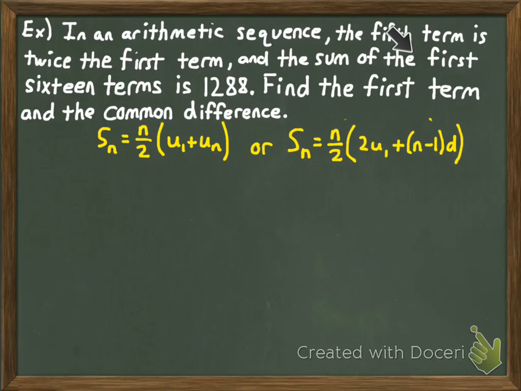This first little part of the information here tells me the 5th term is twice the first term. So I'll label that means u sub 5 equals 2 times u sub 1. All right, then we're told the sum of the first 16 terms. So for us in this problem, n is going to be equal to 16, and s sub 16 equals 1288.